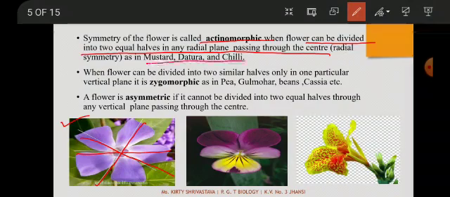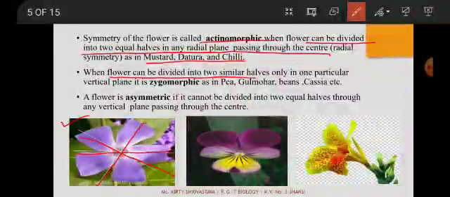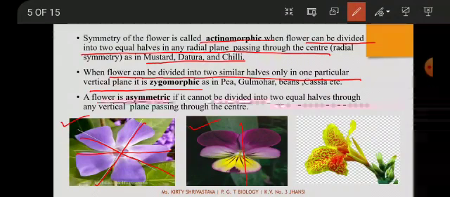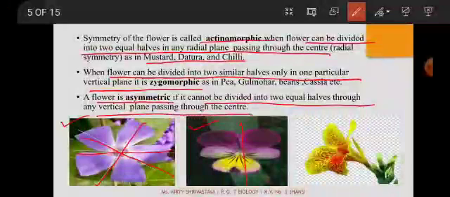When flowers can be divided into 2 similar halves only in one particular plane, it is said to be zygomorphic, as in case of pansy, pea, gulmohar, beans and cassia. A flower is asymmetric if it cannot be divided into 2 equal halves through any vertical plane passing through the center. For example, the canna flower.